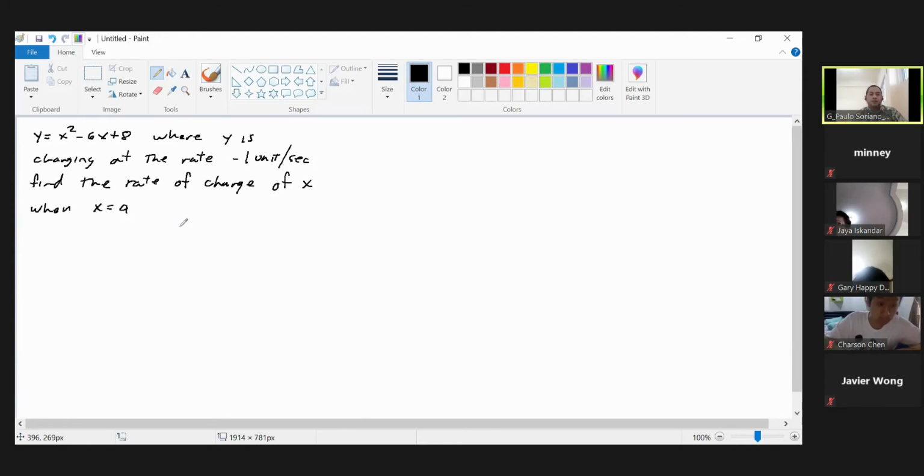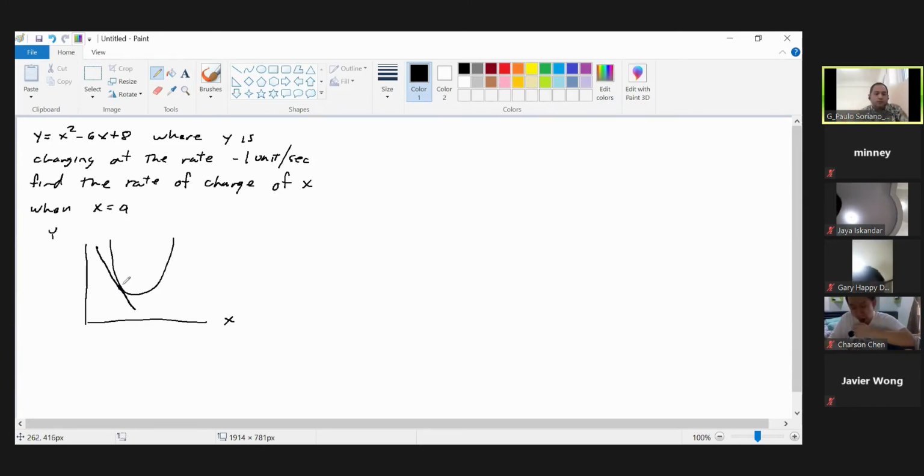To solve problems like this, we just need to analyze the things that we have. For those who are visual learners, you can actually just graph this. We have here a parabola, so it's something like this. Then we have a rate which is negative 1 unit per second. So that's a negative gradient, and I'm imagining it will be something like this.